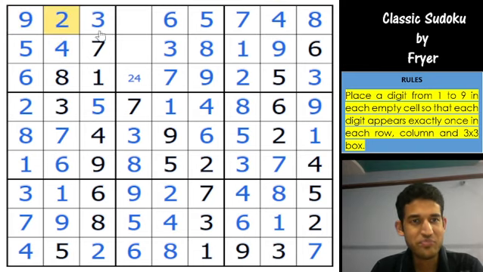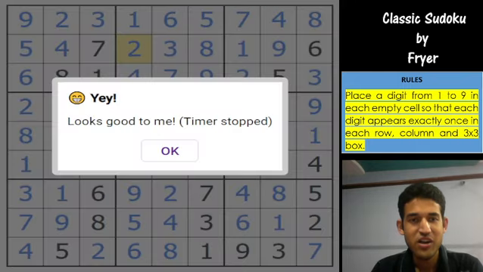4, 2. And now 4 in this box has to go here. 3, 4, 6, 7, 5, 8, 9. Remaining digits are 1 and 2. 1 is here. So that's 1 and that is 2. What an enjoyable Sudoku guys. Really what an enjoyable Sudoku.